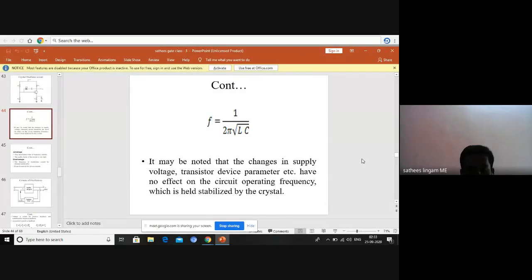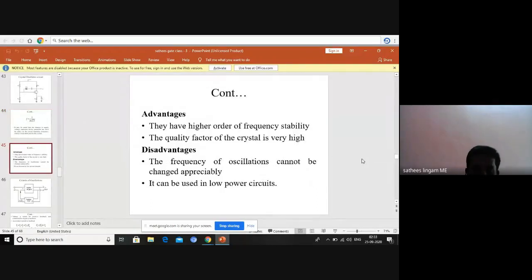This is the advantage we have by using crystal oscillators. Any changes in supply voltage or transistor device parameters have no effect, because it is not based on our VCC. It is the vibration. So there is no effect on the circuit operating frequency, which is stabilized by the crystal. That is the advantage: they have higher order frequency stability, and the quality factor of the crystal is very high.